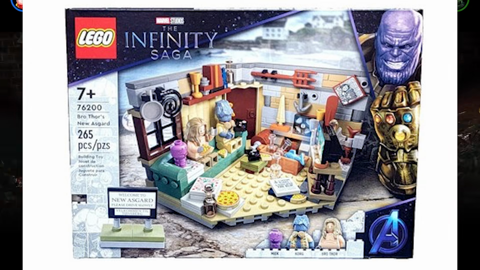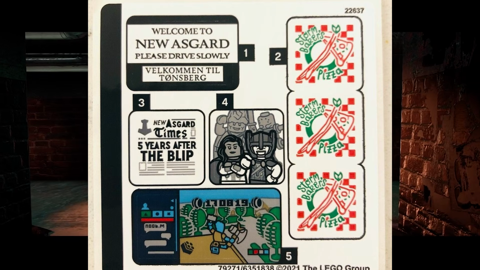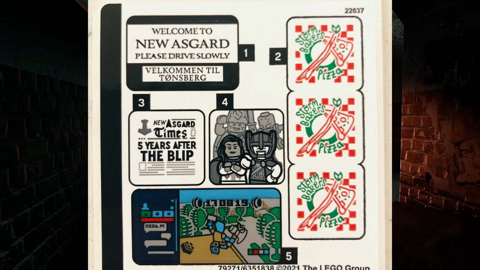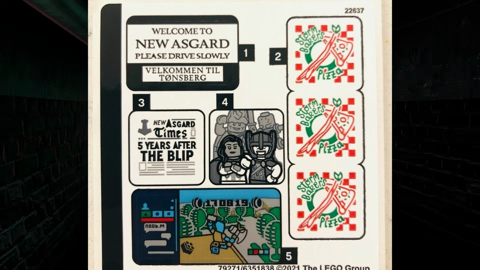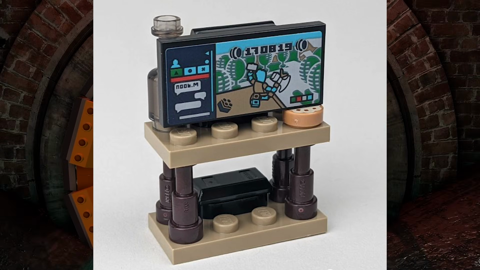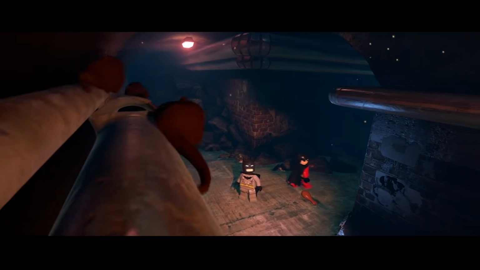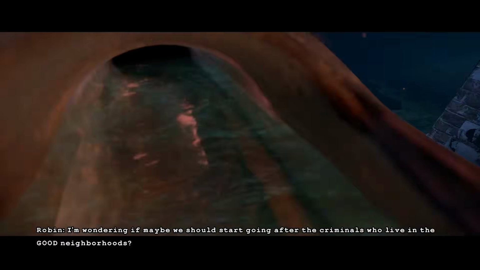Additionally, in Avengers Endgame, Bro Thor is playing Fortnite, and when LEGO released a set based on his apartment or house, whatever it is, they had this sticker of him playing some sort of video game on the TV, and it was kind of like, how close can we get to depicting Fortnite without doing so literally, because they didn't have the rights to do so at the time.